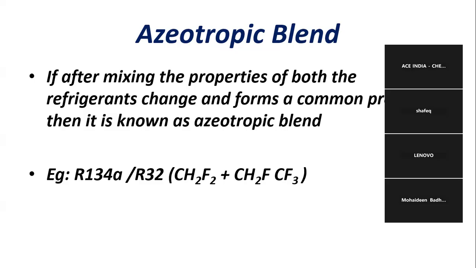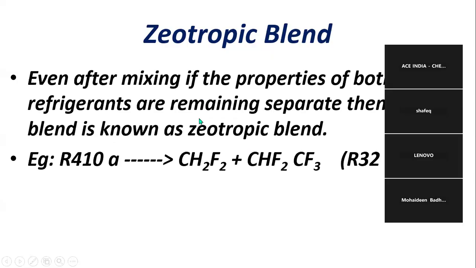Then next, it's about zeotropic blends. Okay. In zeotropic blends, even after the mixing, the properties of both refrigerants will remain separate. That means these blends change their volumetric composition and saturation temperature as they boil. Or in other words, these substances will have two different or multiple boiling points. That means they will typically fractionate inside the working itself. Okay. So is it clear, guys? That is the concept of zeotropic blends.